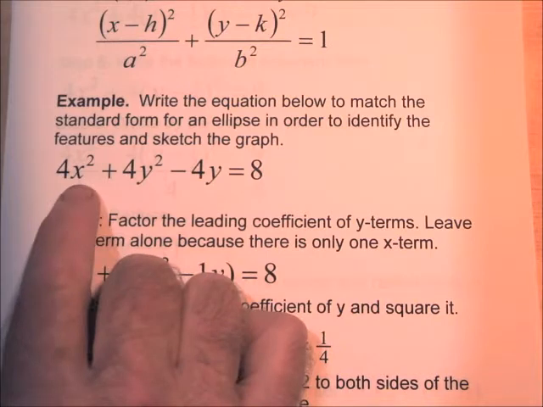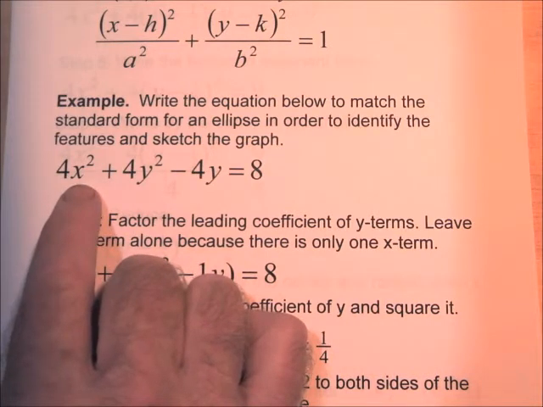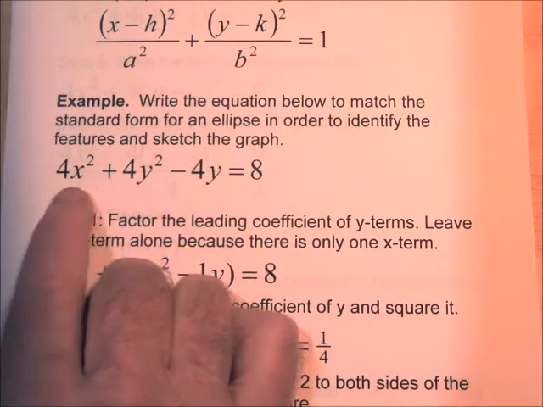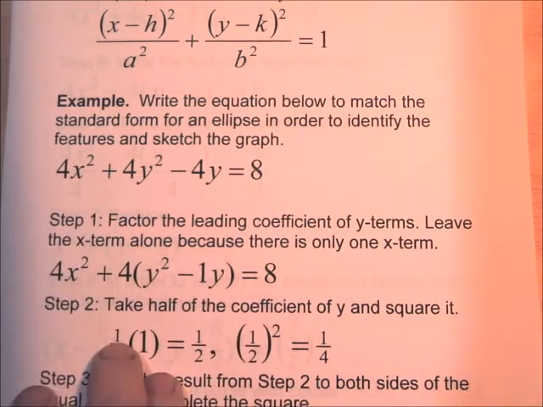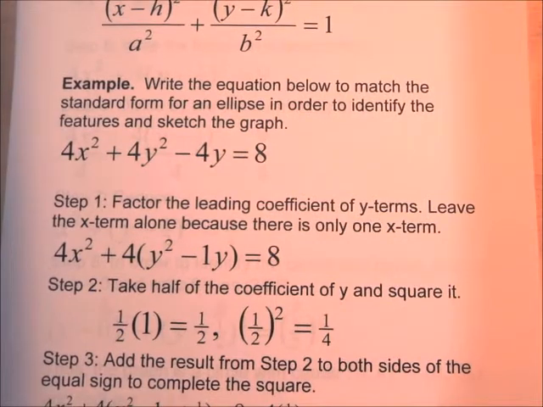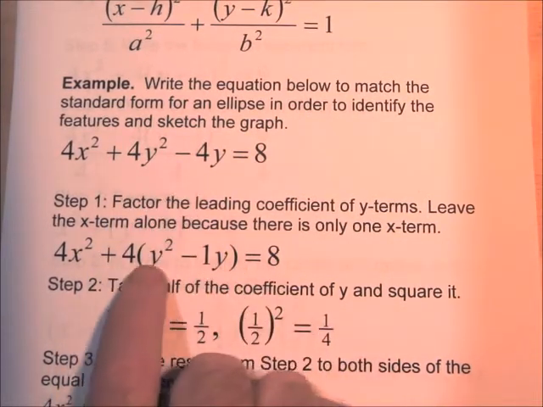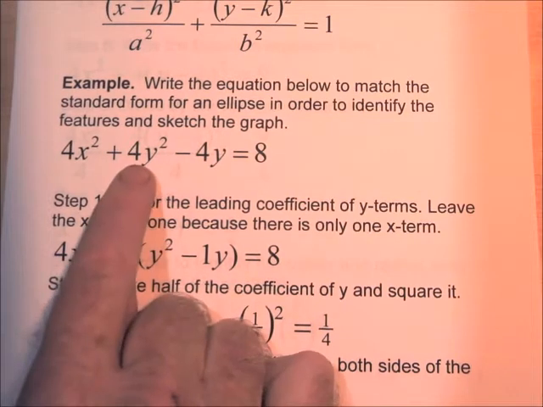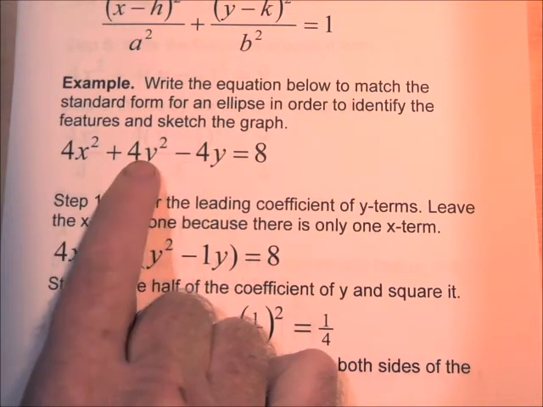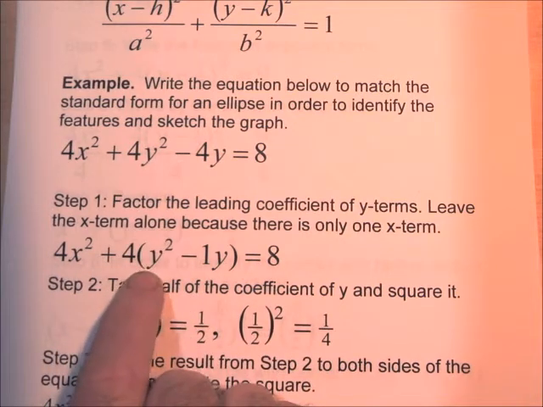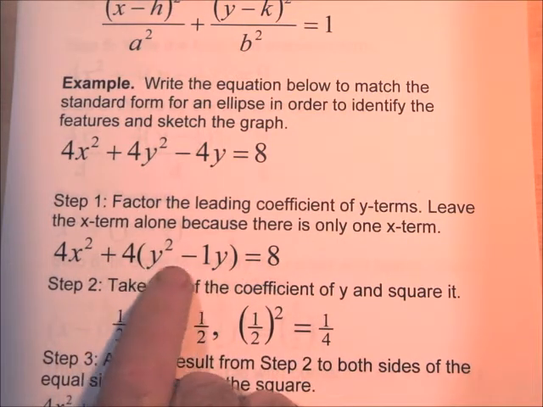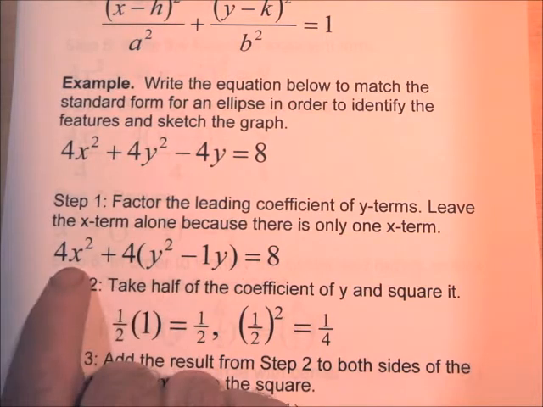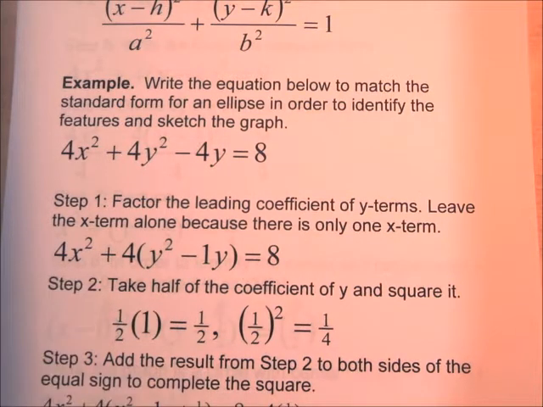The x squared and y squared terms have the same sign, so it's probably going to be an ellipse. It might be no solution, but we're going to try to match it to the equation for an ellipse. The y terms are already together, so we don't need to rearrange the order of the terms. We want to factor out the common factor from the y terms. There's a common factor of 4. Divide each term by 4, we get y squared minus 1y. We don't need to factor anything from the x terms because there's only one x term here.